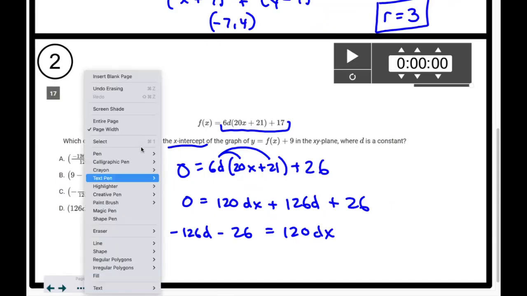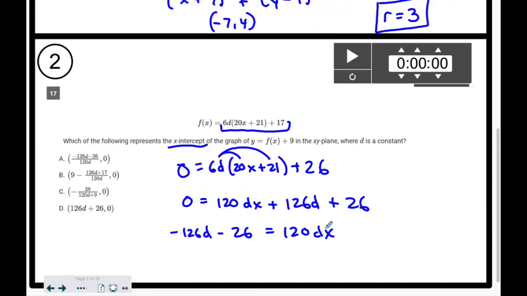Okay. And then I would probably stop there because the way that I'm going to get x by itself is I'm going to divide each side by 120d. And I can see that the only answer that fits that is A. So that's also why I would choose to do that, not by picking a value for D, because I feel like the algebra is simple enough, and you just got to get to a point where you know which answer actually makes sense. All right, got it.